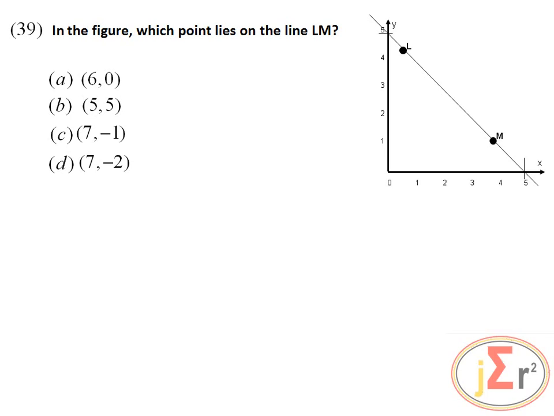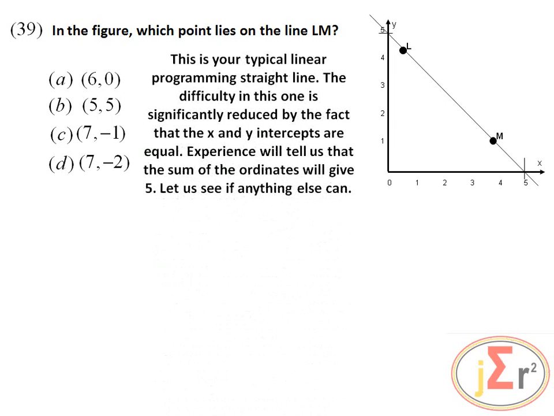In the figure, which point lies on the line LM? This is your typical linear programming straight line. The difficulty in this one is significantly reduced by the fact that the x and y intercepts are equal. Experience will tell us that the sum of the ordinates will give 5. X plus y is equal to 5. Let us see if anything else can tell us that x plus y is equal to 5.